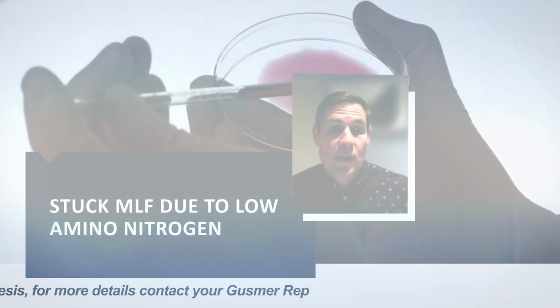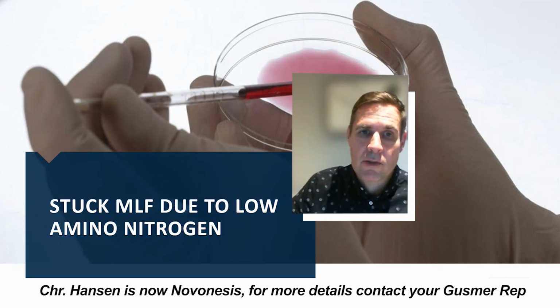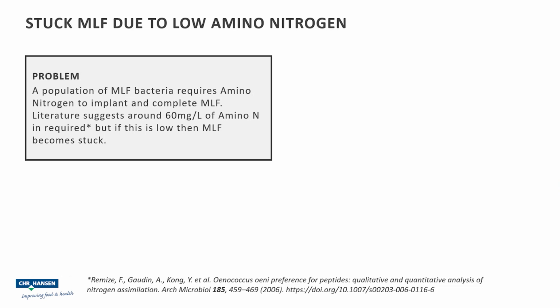Hello, and welcome to this short video on stuck malolactic fermentation due to low amino nitrogen. So what is the problem around low amino nitrogen causing stuck MLF? Well, in order to complete MLF, a population of wine bacteria requires around 60 milligrams per litre of amino nitrogen. Of course, the concentrations of different amino acids and the actual individual amino acid demand from strain to strain can vary. However, the literature does suggest that 60 milligrams per litre is a good general rule of thumb for this.